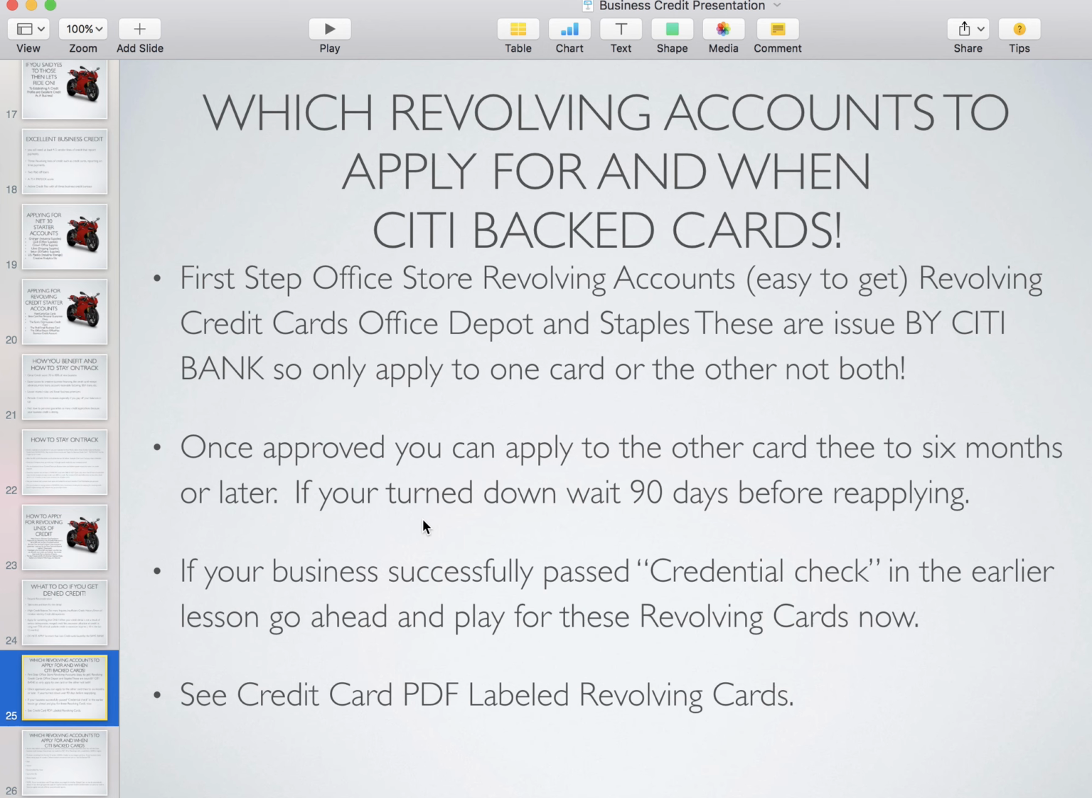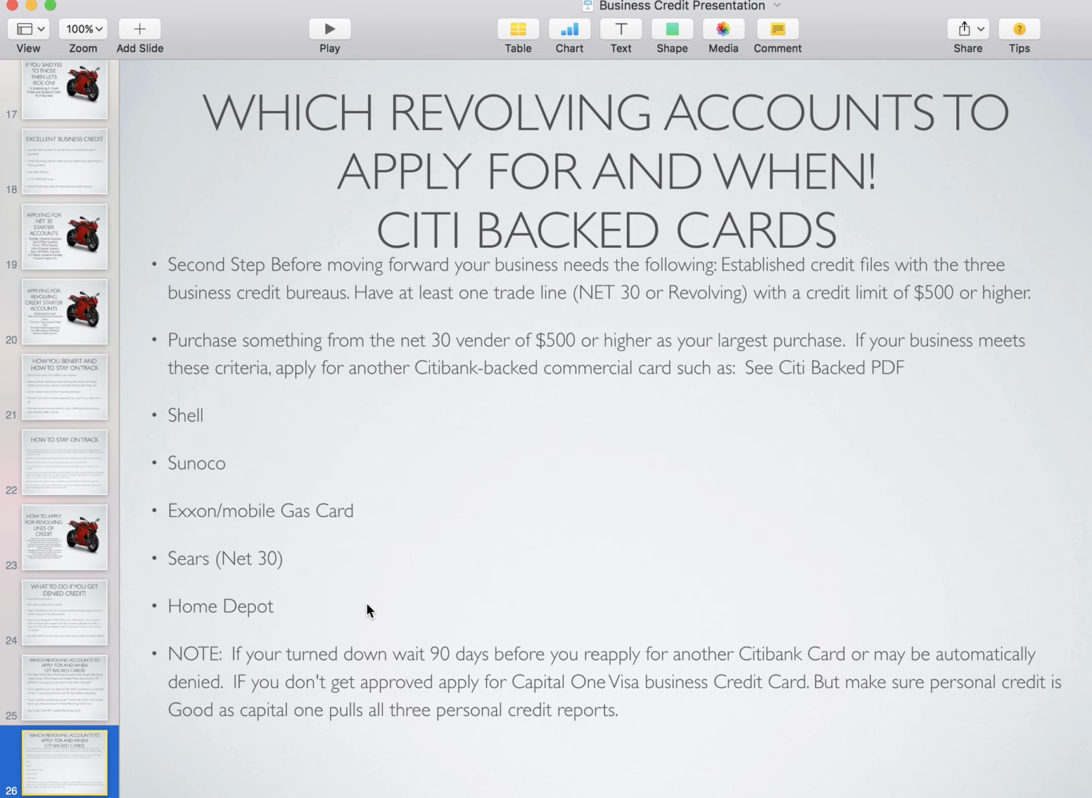Now, if your business successfully passed the credential check that we did earlier in the lessons and you don't have any of these delinquencies, all right, then we can go ahead and play with these cards right now. We can actually apply for the cards right now. The PDF that I have in there is going to be labeled revolving credit cards. If everything checks out, definitely go ahead and apply. It's a science to the madness. So which revolving accounts to apply for when backed by Citi?